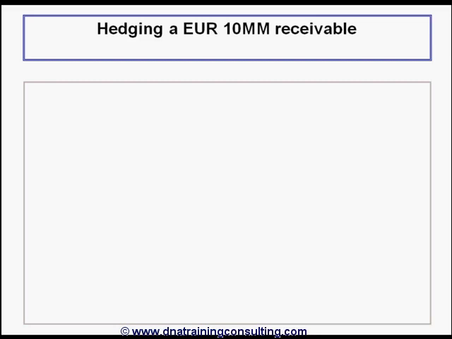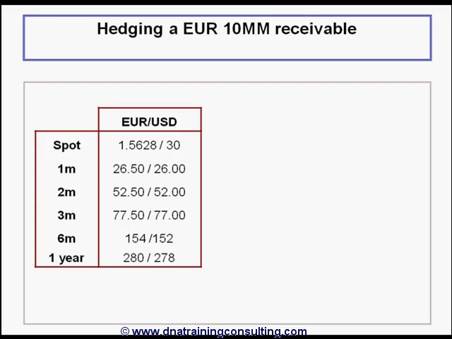The trading screen appearing now provides the FX spot rate along with the forward points for standard maturities. Since the company is expecting the receipt of euros in 6 months, it is effectively long euros against dollars 6 months forward, and therefore the treasurer will need to establish a short 6-month euro-dollar forward position as her hedge.